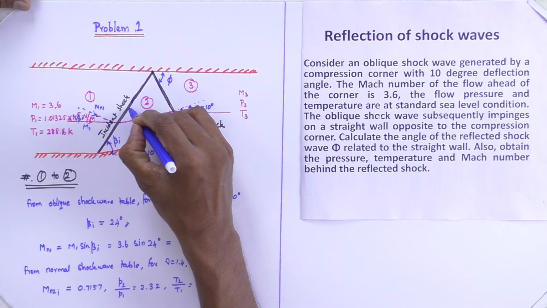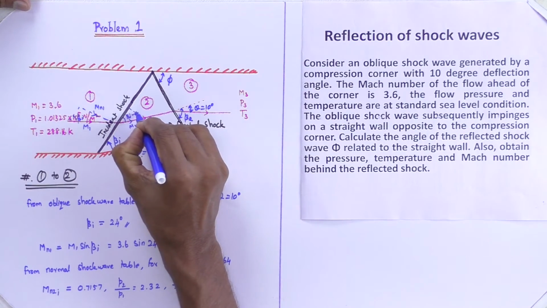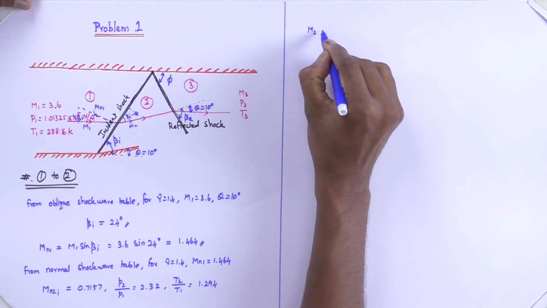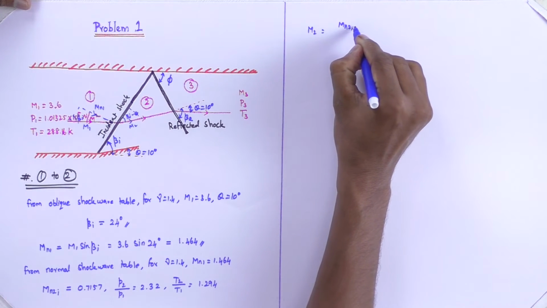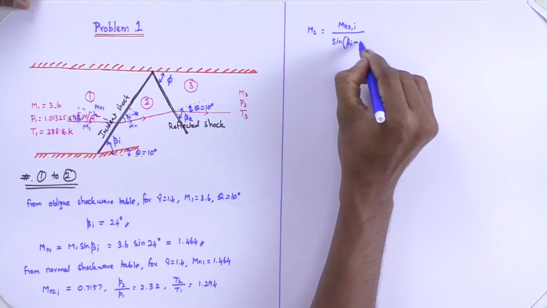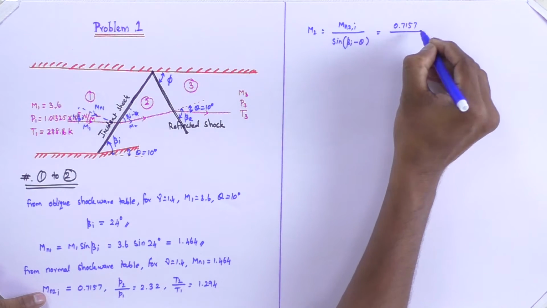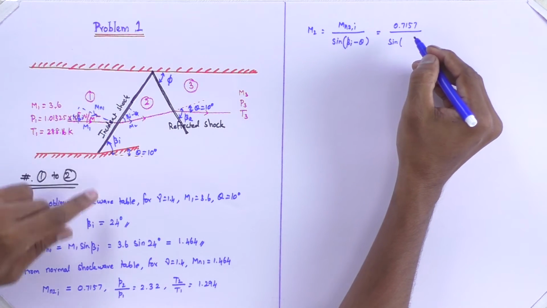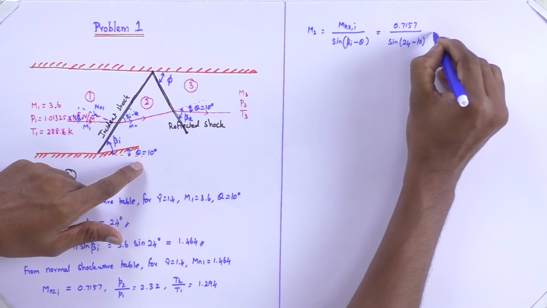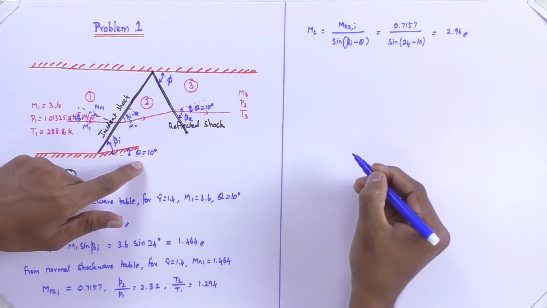So from the downstream triangle we can calculate the M2 value. This angle will be beta I minus theta. So from this triangle, M2 is equal to Mn2 of incident shock wave divided by sine of incident shock wave angle minus theta. Here Mn2I is 0.7157 divided by sine of beta I, which is 24 degree, minus the flow deflection angle, which is 10 degree. So this will give us M2 as 2.96 Mach number.